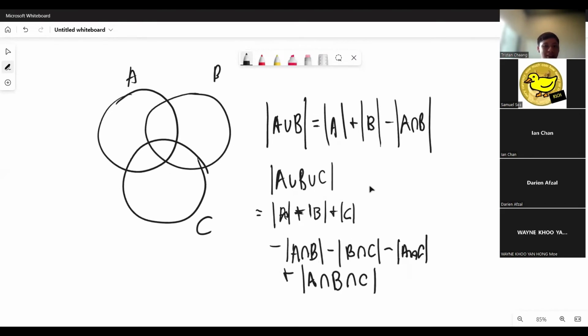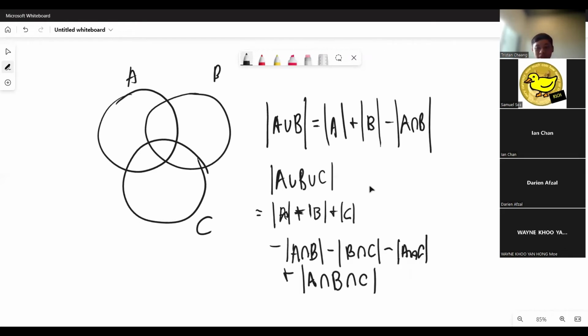And do we see a pattern here? It looks like we are first adding the singletons, as I called them. So the single ones: A itself, B itself, C itself. And then I subtract the pairs, the intersection of the pairs: A and B, B and C, A and C. And then I add the triples. And since in the 2-set version there is no triple, we stop there.